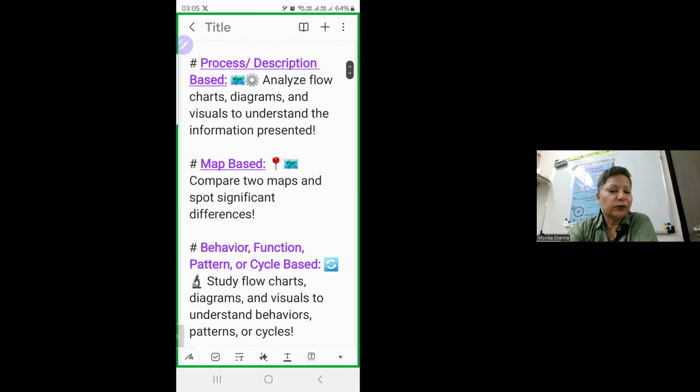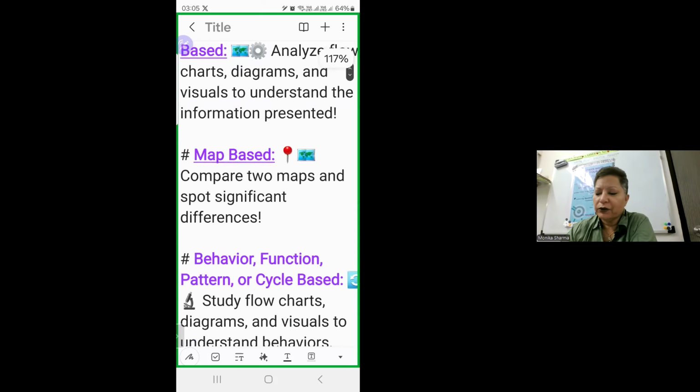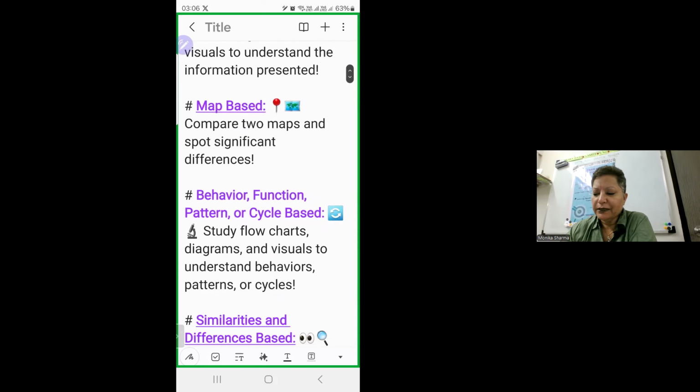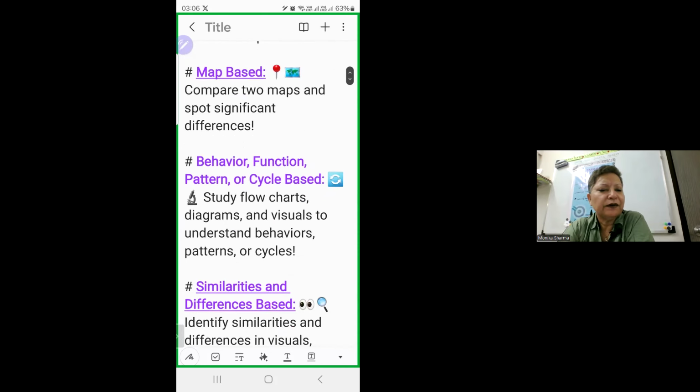Then come to the next kind, which are the map based varieties. In the map based ones, you may be given two maps, and you have to pick out the similarities and the differences. You may have to speak about the different kinds of landscapes, depending upon the question that is there with you.